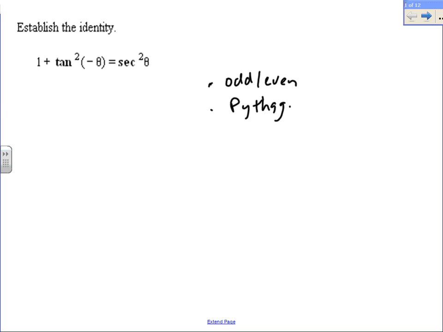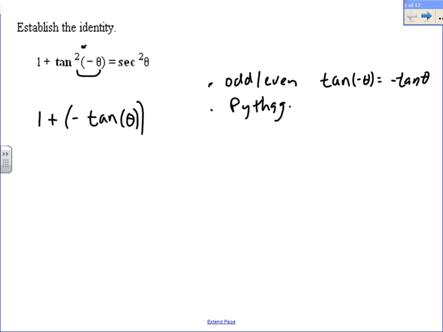And so first, let's notice that negative theta there. We know from this odd-even identity that the tangent of negative theta is equal to the negative tangent of theta. Now notice that this one is squared, so that is definitely going to come along here. So we're going to have 1 plus, and now we'll bring in the negative, so it would be the negative of tangent of theta, and now squared.